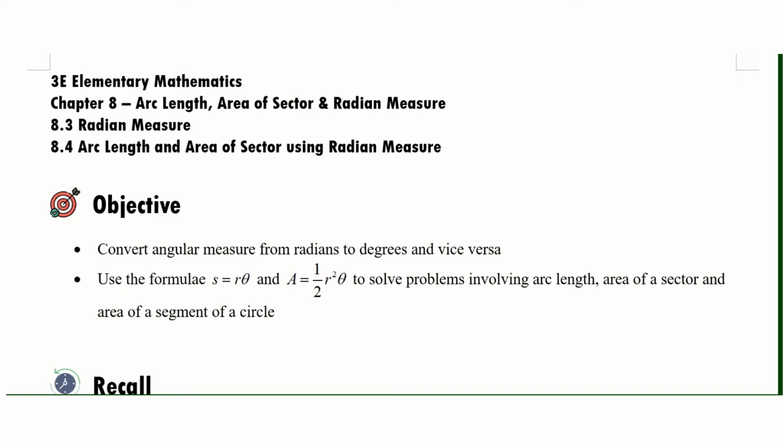And we will be using the formula s equals r theta and A equals half r squared theta to solve problems involving arc length, area of sector, and area of a segment of a circle.